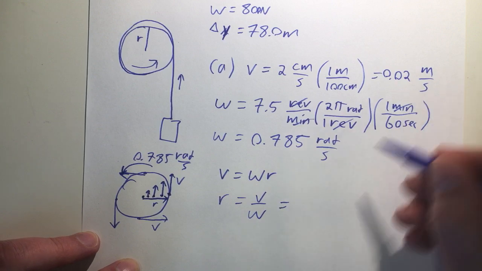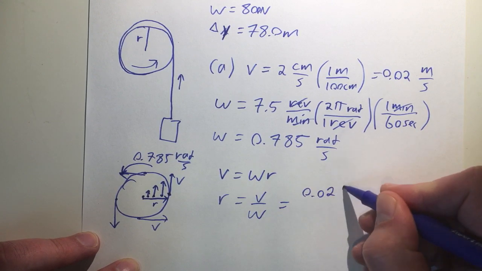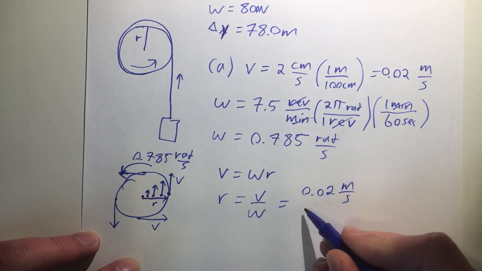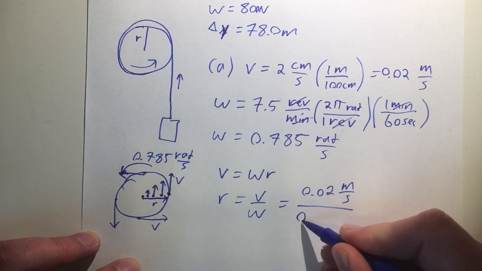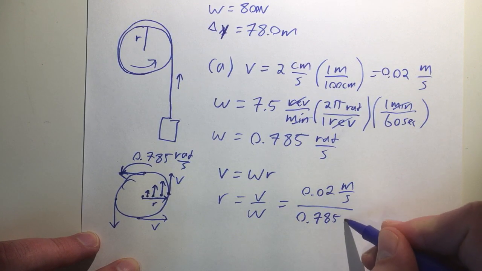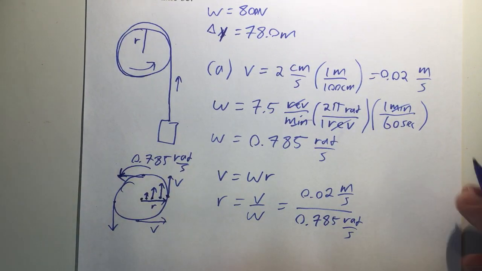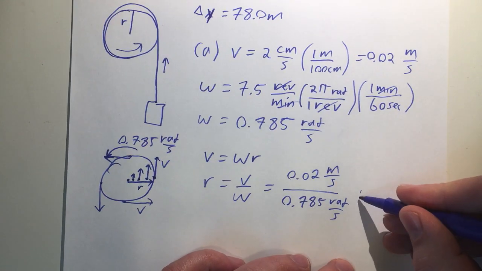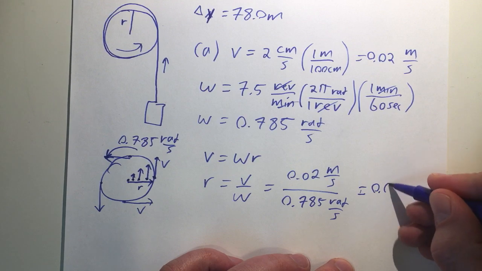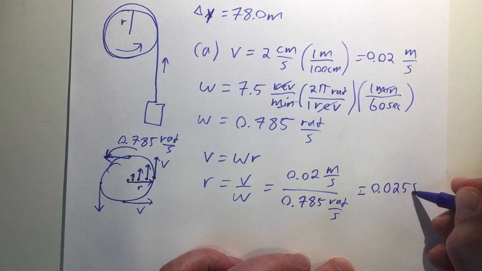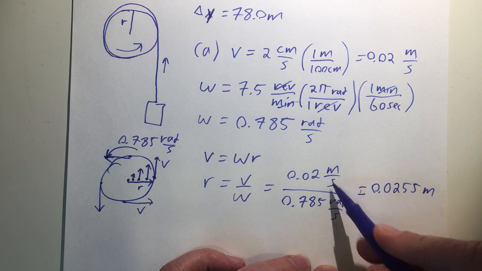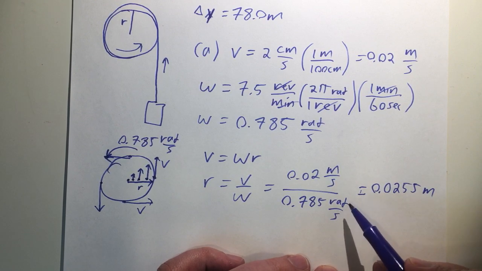I know my velocity is 0.02 meters per second, and I know my angular velocity is 0.785 radians per second. Okay, so when I do that, I get 0.0255 meters. Okay, so my seconds cancel, and radians aren't a real unit.